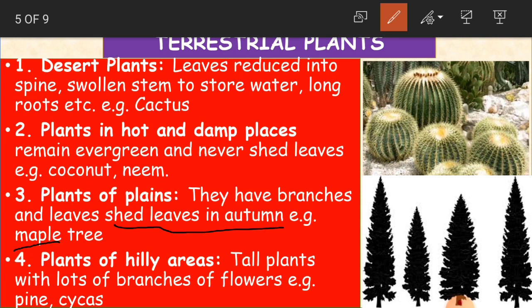And now, what about the hilly area plants? They are tall plants with lots of branches of flowers. Examples are pine and cycas. So here, how are they, children?